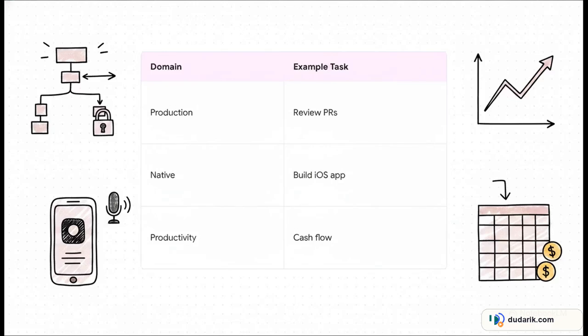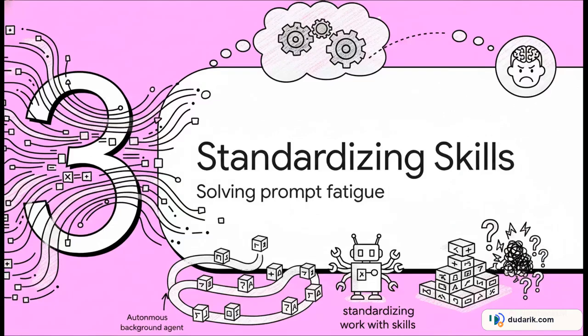In production systems, Codex can automatically review GitHub pull requests to catch code regressions well before a human ever has to even look at them. In native development, you can literally ask it to refactor a massive SwiftUI screen or build out iOS app intents so your app works natively with Siri. And in productivity, you can hand it a messy CSV dataset and just ask it to forecast your cash flow. It's doing some really heavy analytical lifting across entirely different professional domains. It's wild. Which brings us to Section 3, standardizing work with skills, solving developer prompt fatigue.